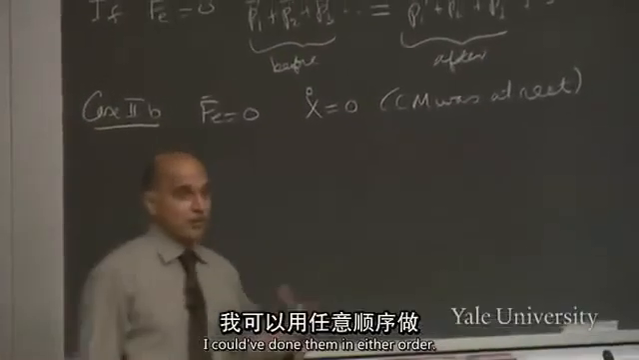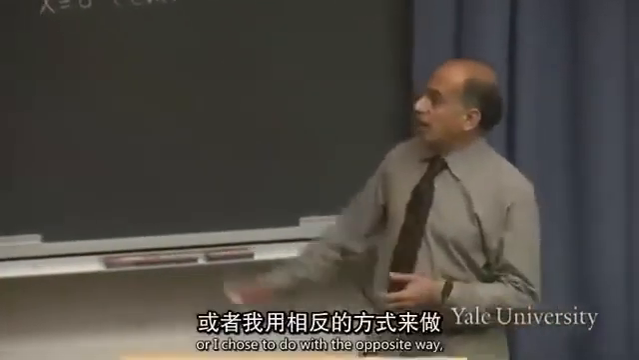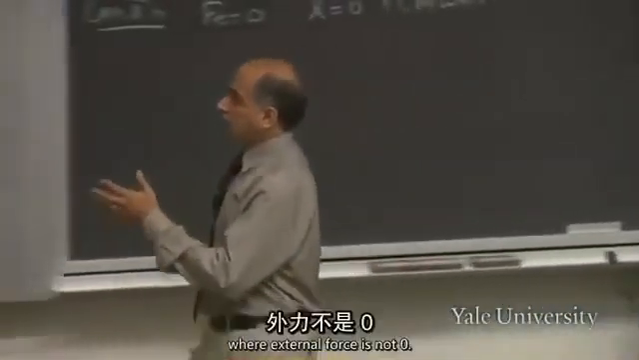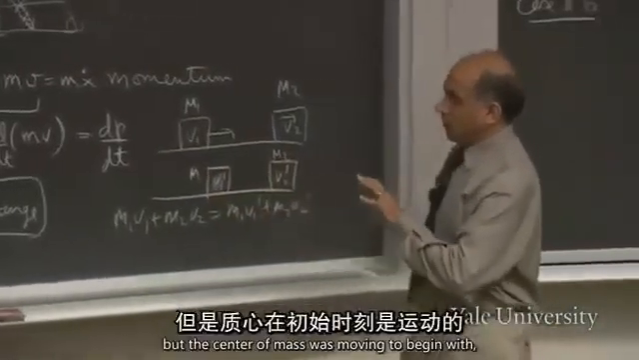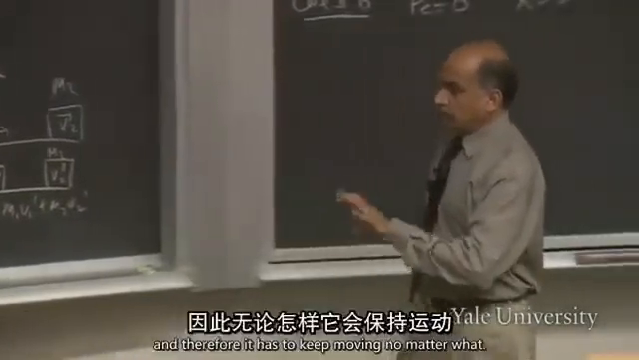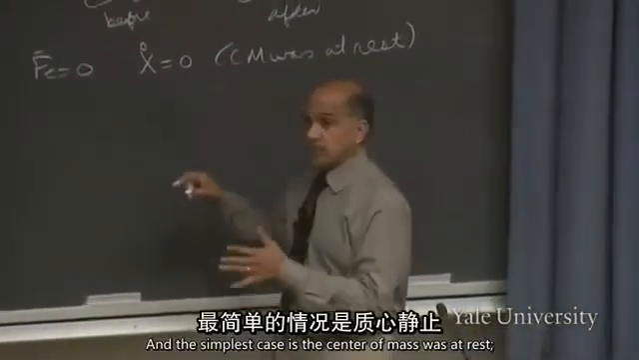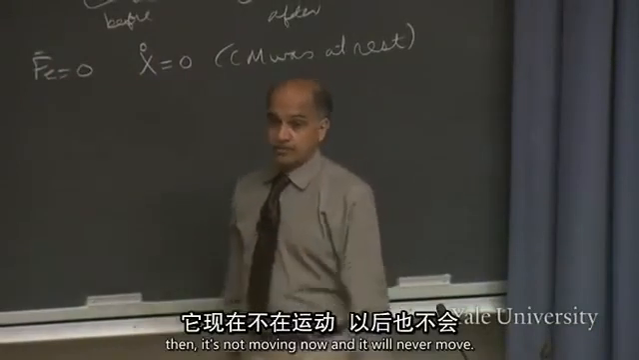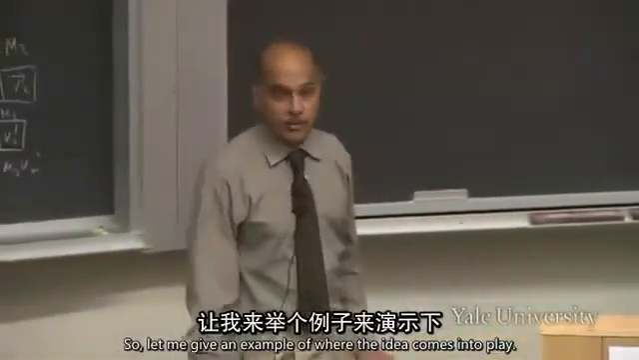I could have done them in either order. I can take the case where there's no external force, there is no motion, or I chose to do it the opposite way, where I took the most complicated case where external force is not 0. Then I took the case where it is 0, but the center of mass was moving to begin with, and therefore has to keep moving no matter what. And the simplest case is center of mass was at rest. Then it's not moving now, and it will never move. So let me give an example of where the idea comes into play.